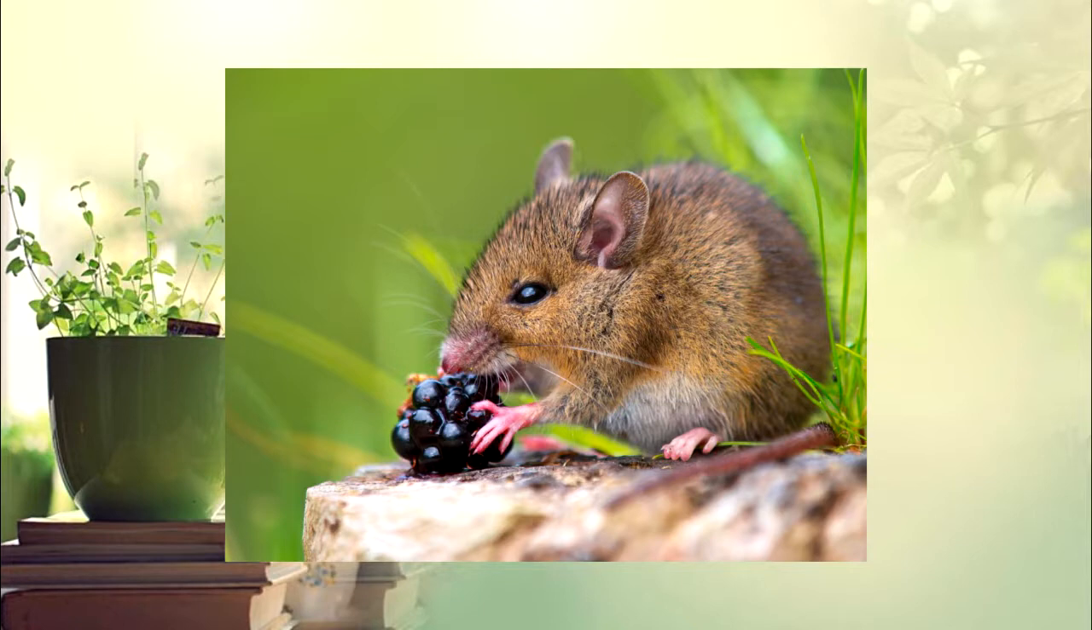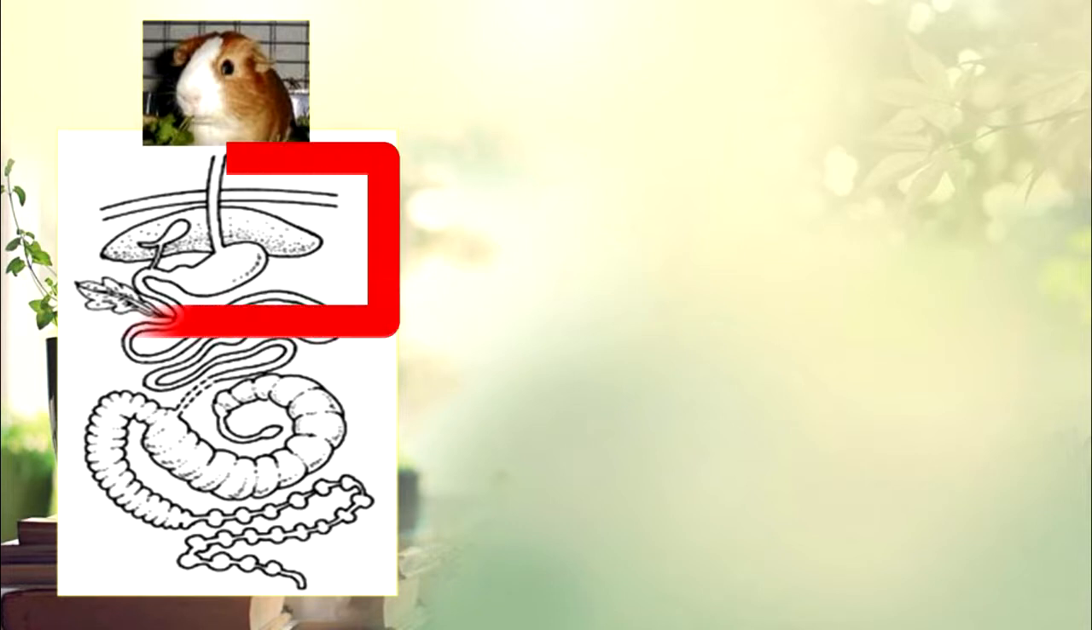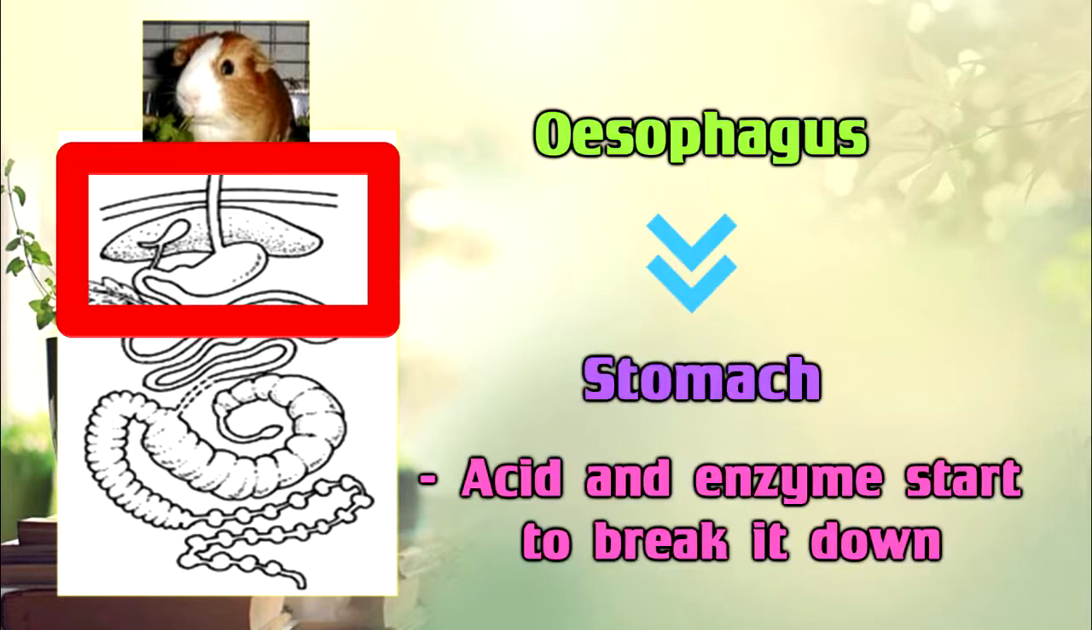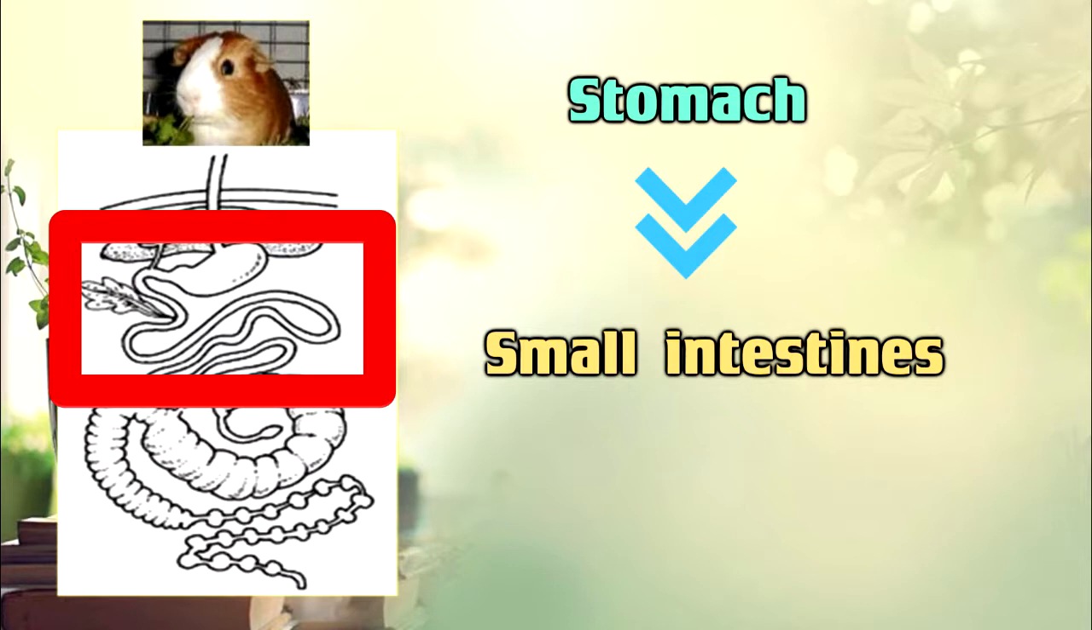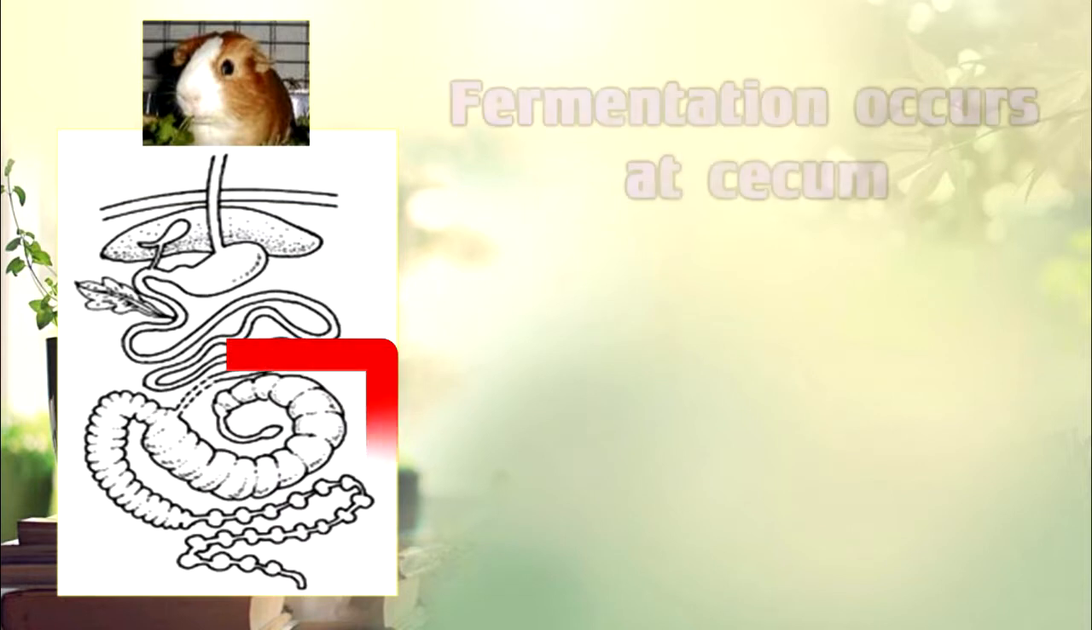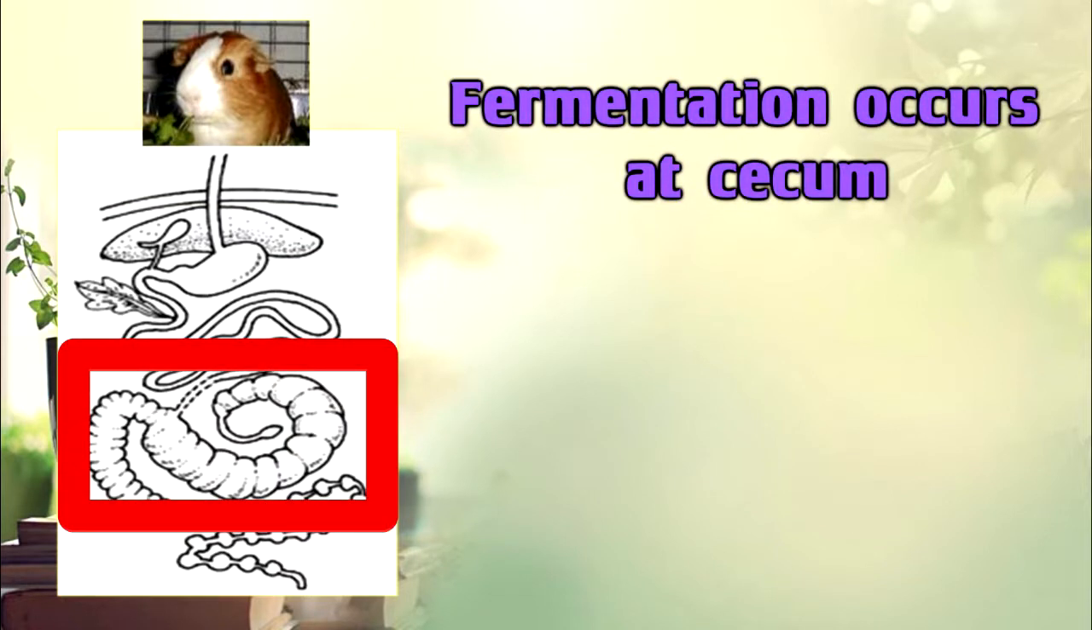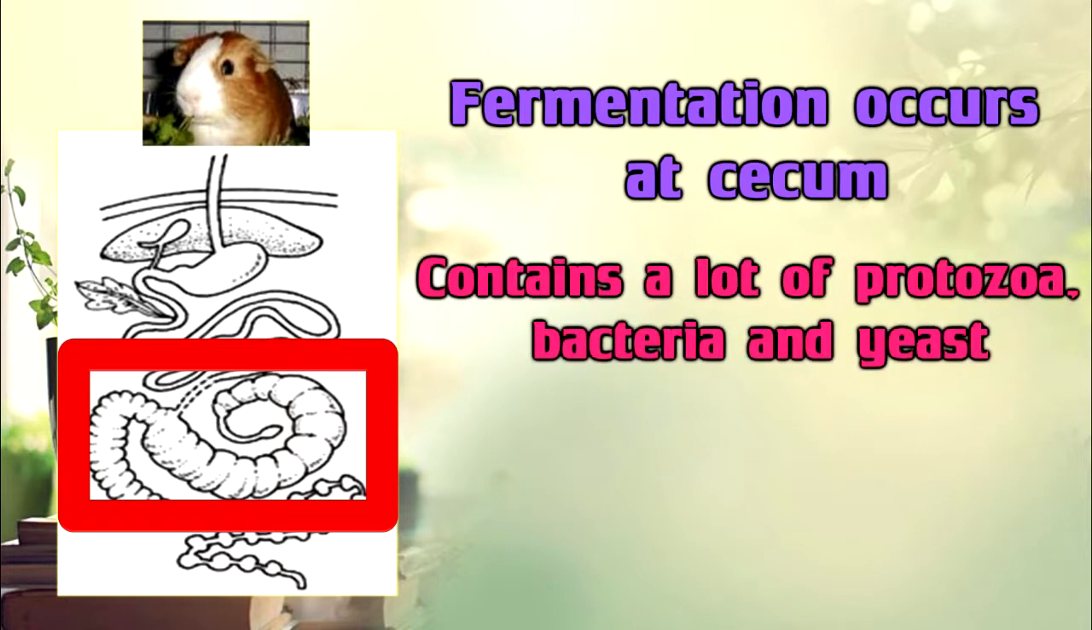Now, let's see how rodents ingest their meal. First, rodents eat food that contains a lot of cellulose. Then the food travels down the esophagus to the stomach, where acid and enzymes start to break it down. From the stomach, it moves to the small intestine, which contains a lot of protein, sugar, and starch. Then fermentation occurs at the cecum, a chamber between the large and small intestine. It contains a lot of protozoa, bacteria, and yeast.